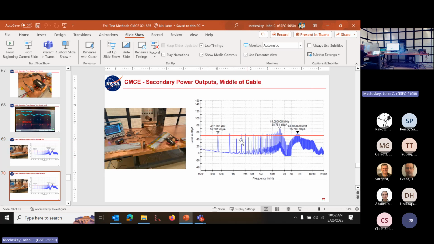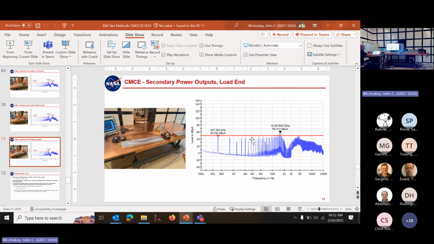Actually, across the board, all the levels come down a little bit. And then we move the current probe to be right near the load resistors. Everything comes down a bit more.